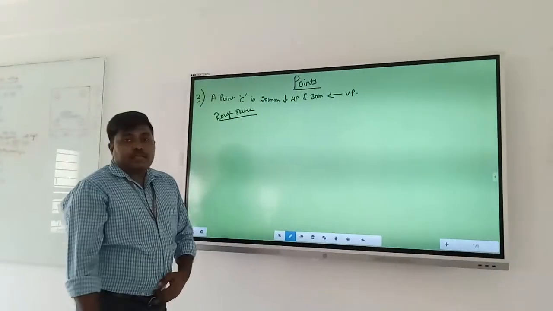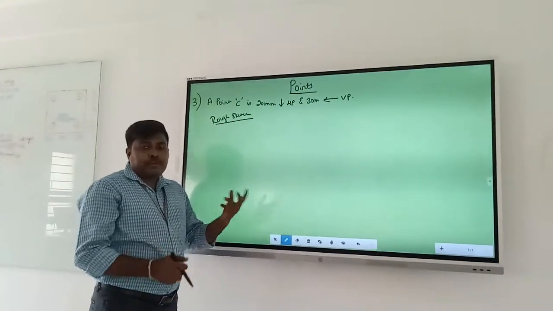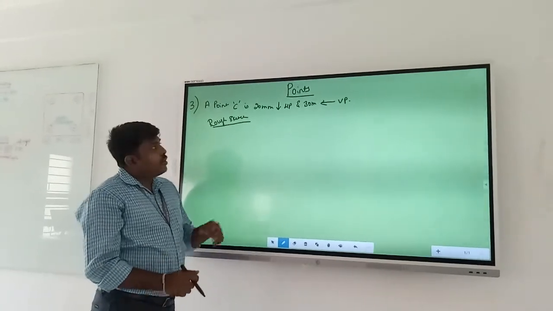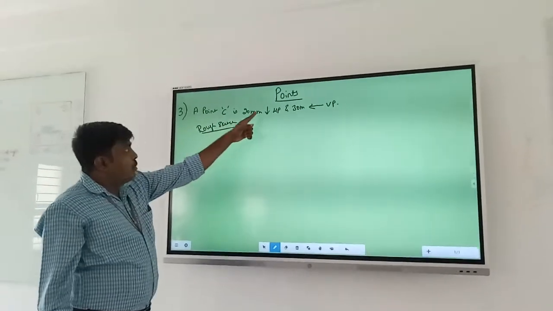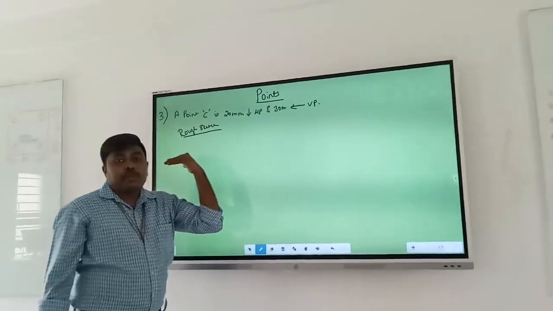Okay, so let us see the third quadrant problem. In the previous video we have seen the second quadrant problem. Now let us see the third quadrant problem. So how the question goes: a point C is 20 mm below HP and 30 mm behind it.